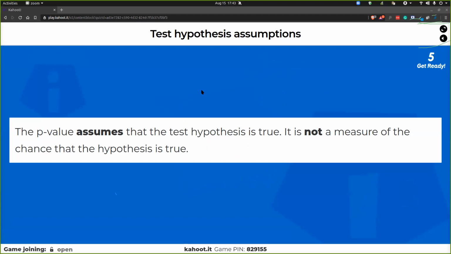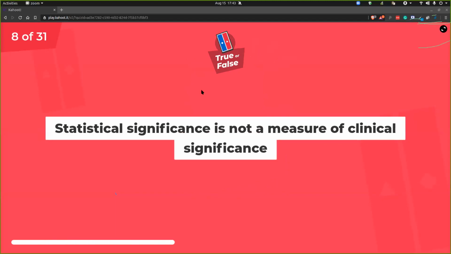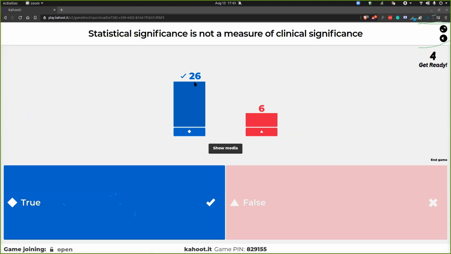Okay, get ready for the next question, please. True or false: statistical significance is not a measure of clinical significance. This is easy if you have paid attention to the presentation that we did. I expect 100% on this one. Oh, 6 people still did not think so.